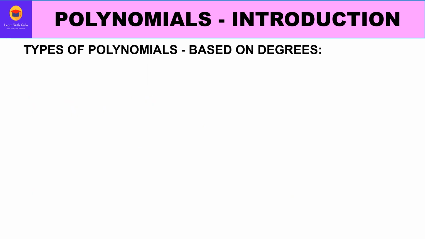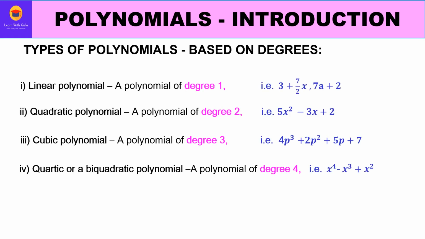Now let us learn about different types of polynomials based on their degrees. So let us start with the first one, that is the linear polynomial. A polynomial of degree 1 is known as linear polynomial. For example, 3 plus 7 by 2x. Now over here, if you observe, x is raised to power 1. 3 has also the power raised to power 0. So highest is 1. Similarly, 7a plus 2. Over here, a raised to power 1 and 2 is x raised to power 0 over here. So the highest is 1. So when the degree is 1, we say it is a linear polynomial.